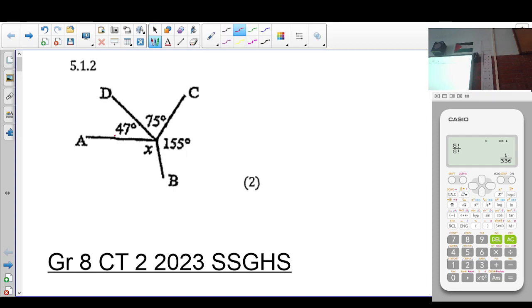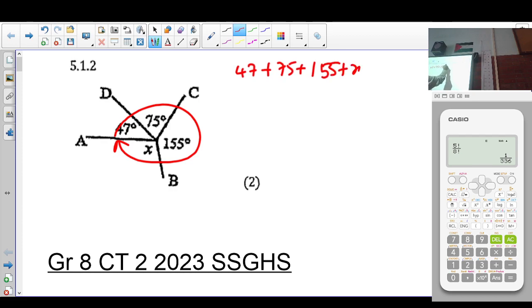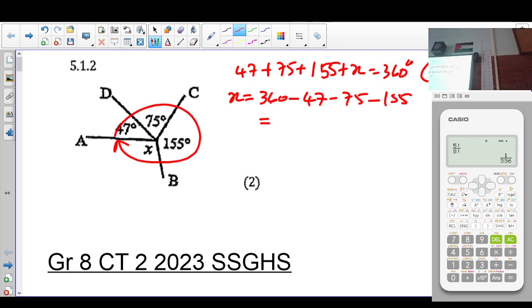What can we do here? Revolution. So it's going to be 47 plus 75 plus 155 plus x is equal to 360. It's a revolution. So x is equal to 360 minus 47 minus 75 minus 155. Give me an answer of 83 degrees.